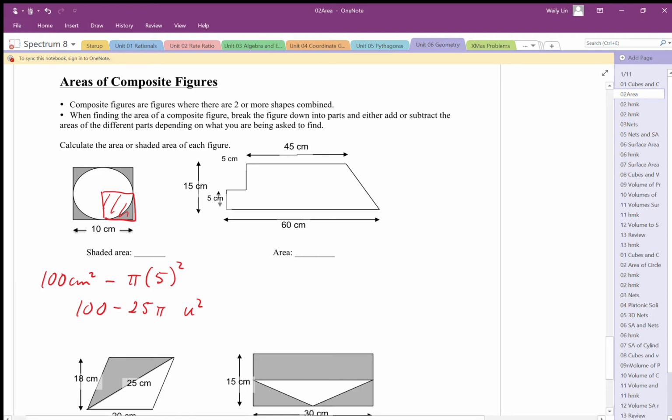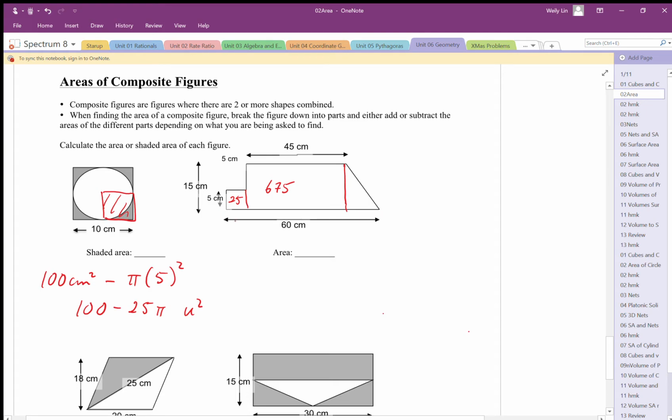This composite figure here, we can just break it up into nice convenient parts. I'm just going to do it like this. There's lots of ways you can do it, but I'm going to break it up like this. So in this case here, this is going to be 15 high. This is 5 wide here. So 5 high, so this is 25, 5 by 5. This is going to be 45 times 15 high, so that's going to be 450 plus half of that, so 675.